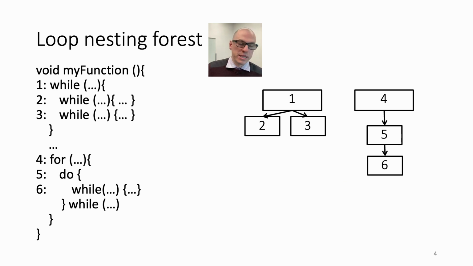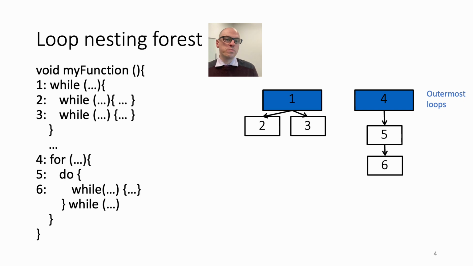Now, you can prove mathematically that this nesting relation will always generate a set of trees for all the loops within a function. That's why I call it a forest. And here we have the concept of outermost loops as well as innermost loops, and nesting level as well. The outermost loop has the nesting level equal to 1. And then in this case, 4 and 1 have nesting level 1. 2, 3, and 5 have nesting level 2. And 6 has nesting level 3.